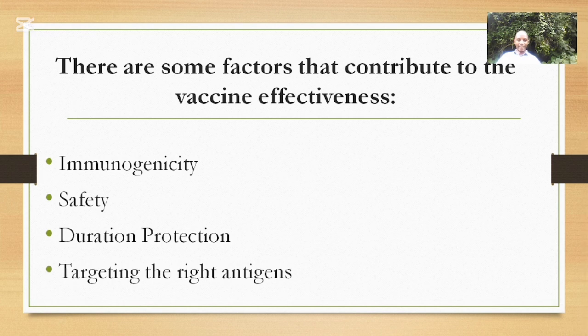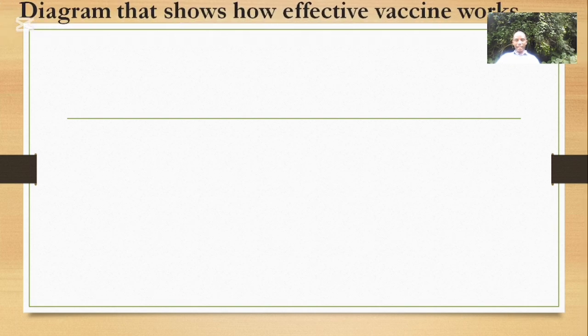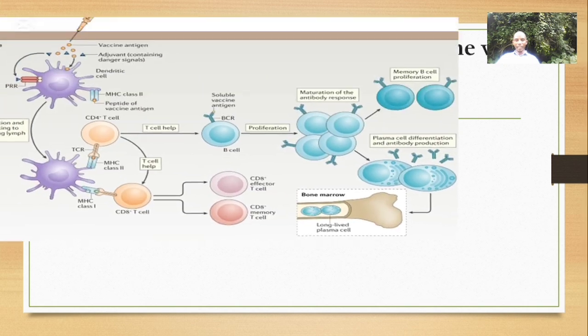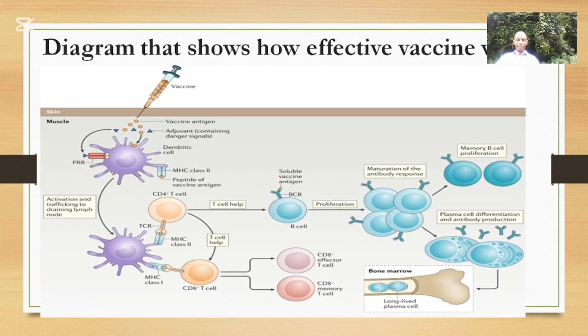Another one is targeting the right antigen. The effective vaccine should contain a specific antigen which induces the immune response. So here there is a chart that can explain a summary showing the effectiveness of a vaccine. Here you see this is a vaccine which contains antigens and adjuvants.